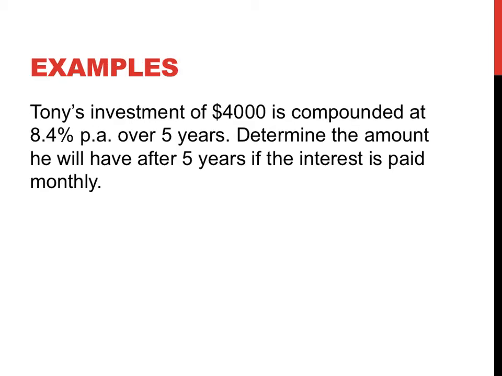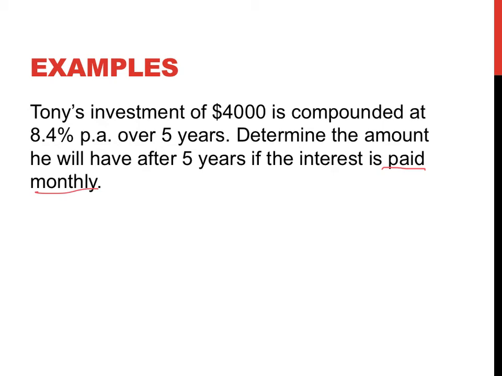Tony's investment of $4,000 is compounded at 8.4% per annum over 5 years. But the similar question: determine the amount he would have if the interest is paid monthly. Monthly. So the number of time periods is no longer 5, because it's compounded per month, not per year. So the time periods is actually 12 lots, 12 months in a year, over 5 years. And the rate is 8.4% per annum.